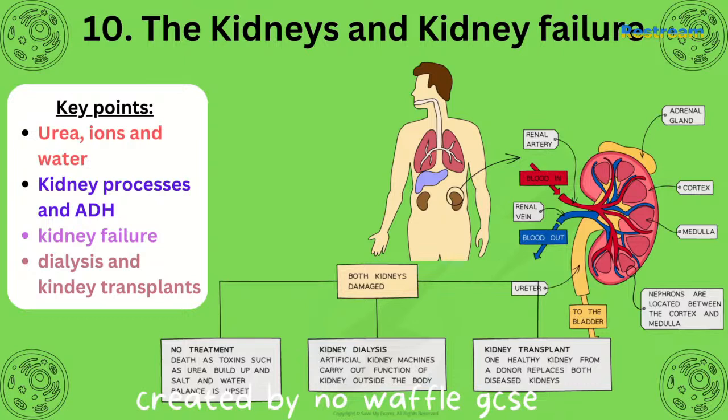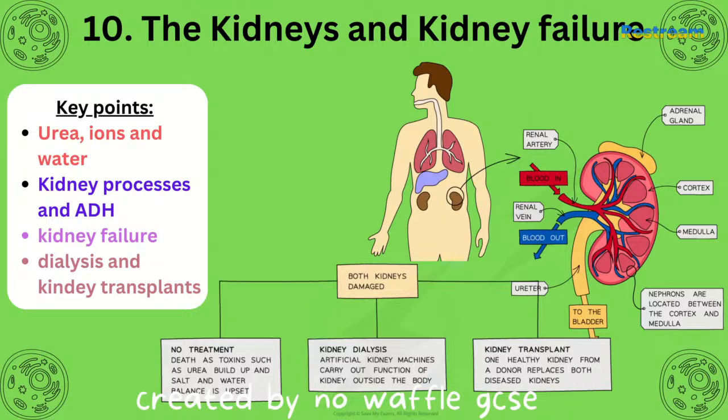Then the second stage is known as selective reabsorption. So selective reabsorption is when certain amounts of each of the substances are reabsorbed back into the blood. For example, 100% of the glucose is absorbed back, 50% of the water is absorbed back, 0% of urea is absorbed back because urea is toxic, so we don't want urea.